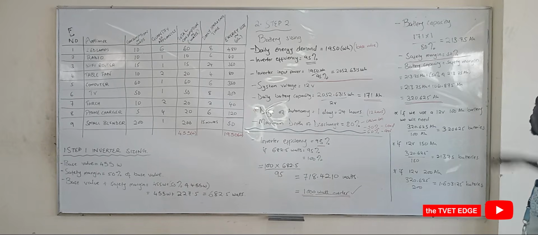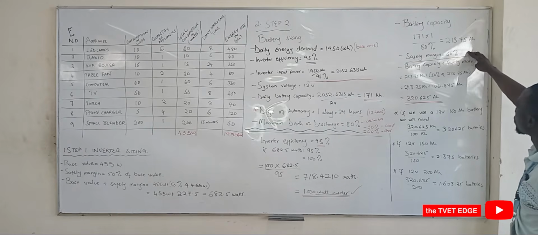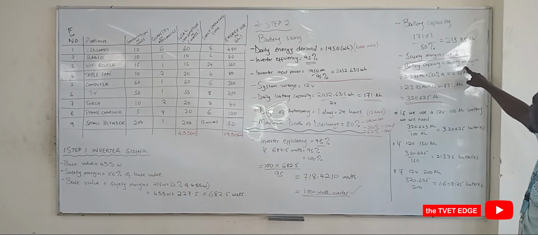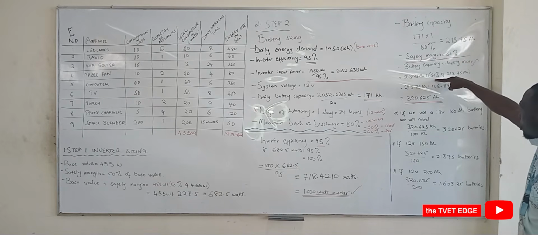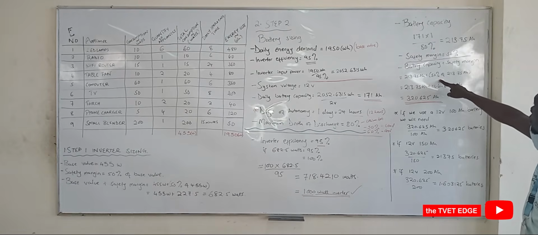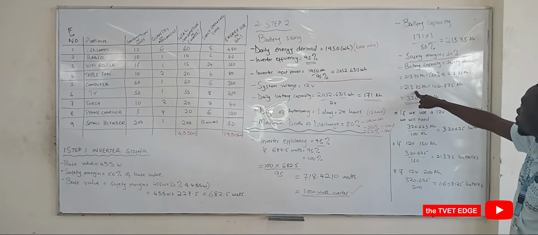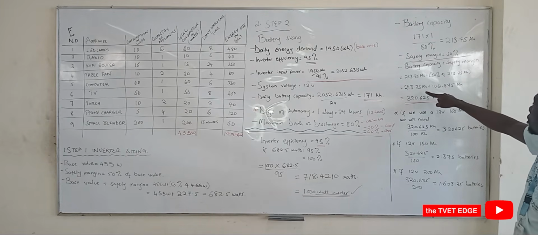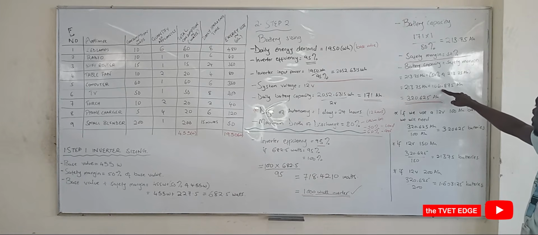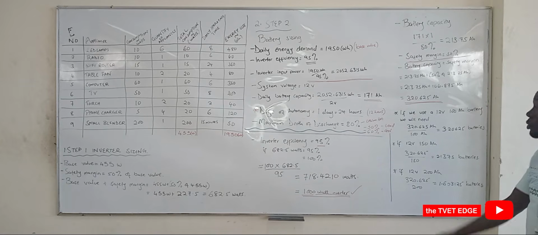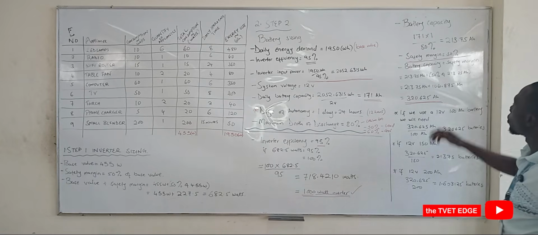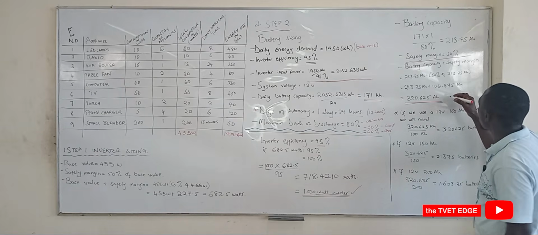So with our 50% safety margin, we add the battery capacity plus the safety margin. Our battery capacity is 213.75. The 50% safety margin is 50% of 213.75. That will be 213.75 plus 106.875. You get 320.625 Ah.